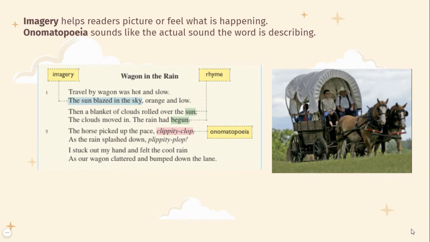Look at stanza 4. Can you find an example of imagery? Cool rain. Can you find an example of rhyme? Rain and lane. Can you find an example of onomatopoeia? Clattered.